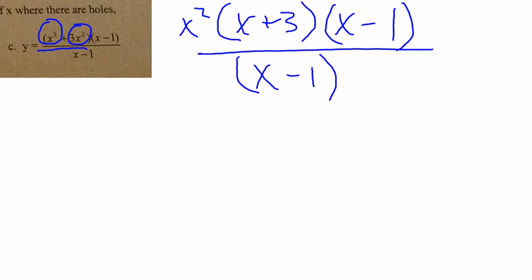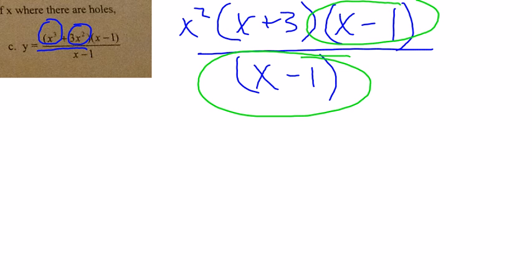So, again, first step, always find those holes. Look for the same factor in the numerator and in the denominator. Well, we found it. It is the linear factor x minus 1. So we have a hole at x equals positive 1.